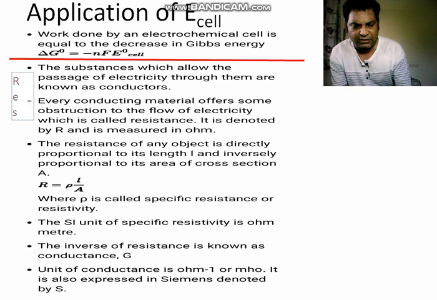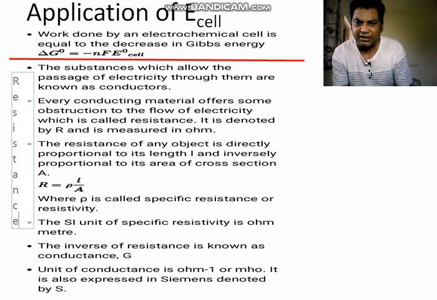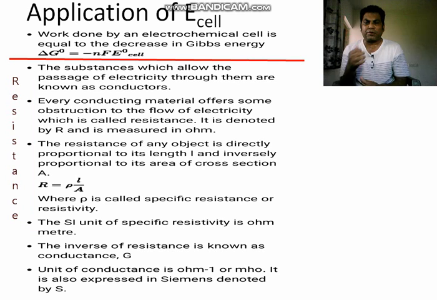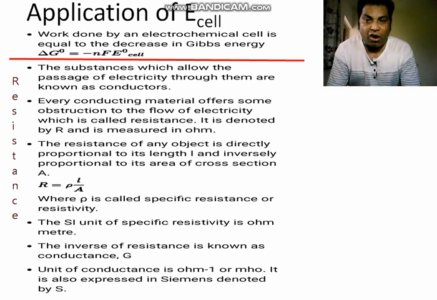resistance. And what does resistance say, let's study. Do you know what resistance is? So here is the topic of resistance. The substances which allow the passage of electricity through them are known as conductors. Every conductor material offers some obstruction to the flow of electricity, which is called resistance. It is denoted by R and measured in ohm.